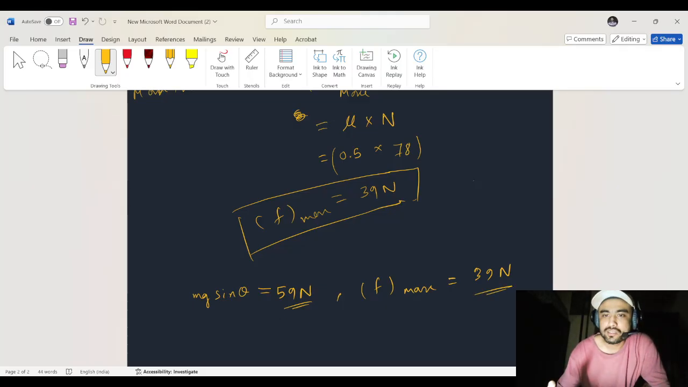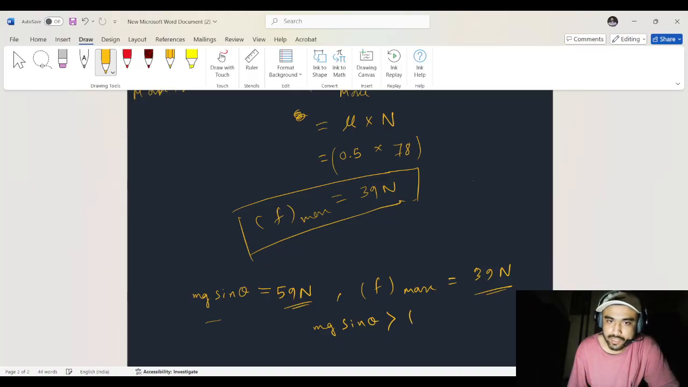Now we can easily see this. Even if you give this to a 5-year-old kid, he will also tell you that obviously 59 is greater than 39. So the mathematics part is done. Now we have to compare. Okay, mg sine theta is greater than F max.